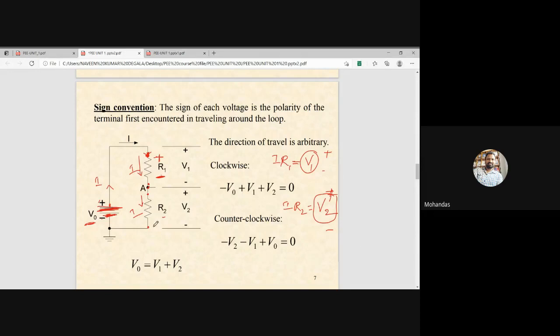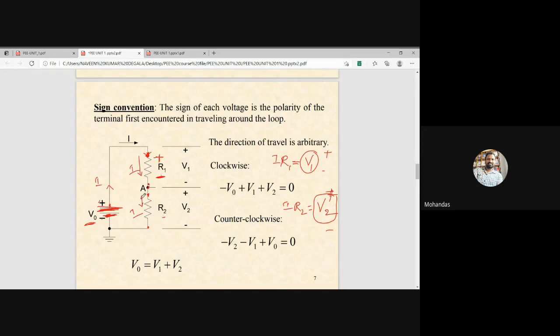Here, across resistor R2 also, there is some voltage drop. That voltage drop is V2, so V2 equals I into R2. For this voltage also you have to give polarities. As the current is entering at this particular point, you have to give plus, and here you have to give minus.